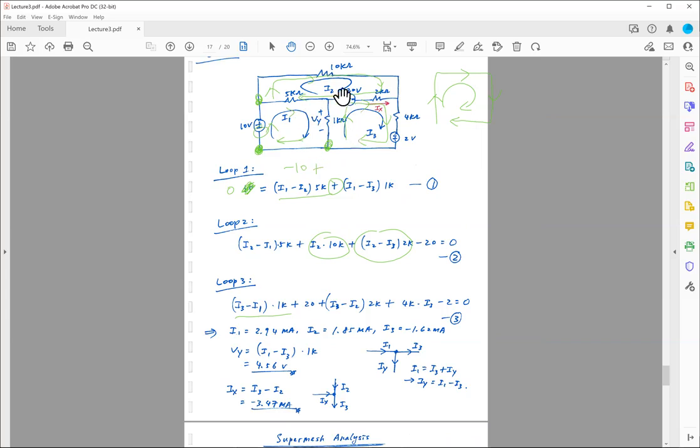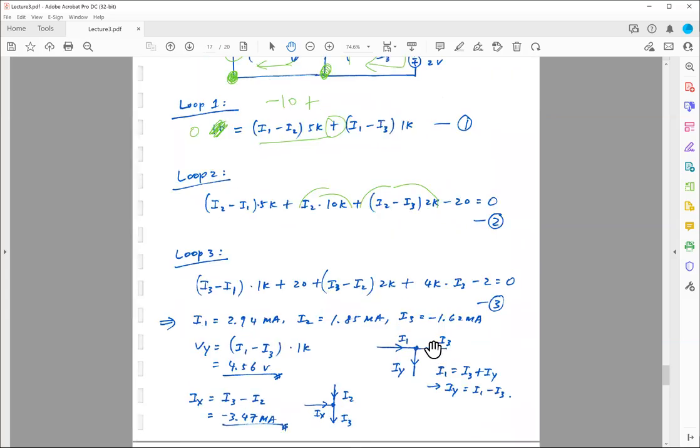Assuming we have done that, let's find what Vy is. So Vy is equal to Iy, which is the current passing through this 1K ohm, times 1K ohm. And what is this current Iy passing through this 1K ohm? Well, by the same token, I have a small workout or notes on the right over here.